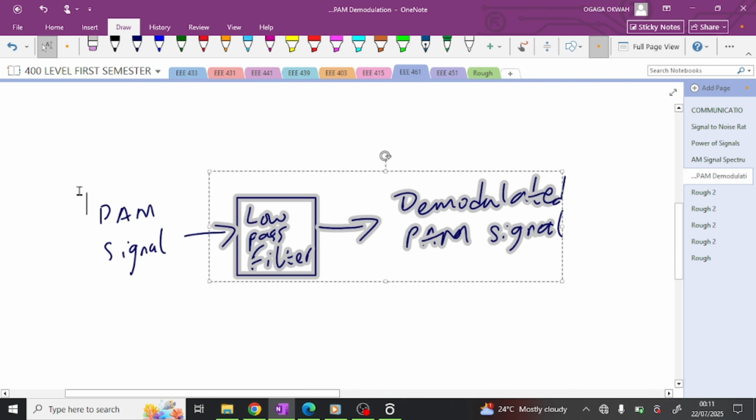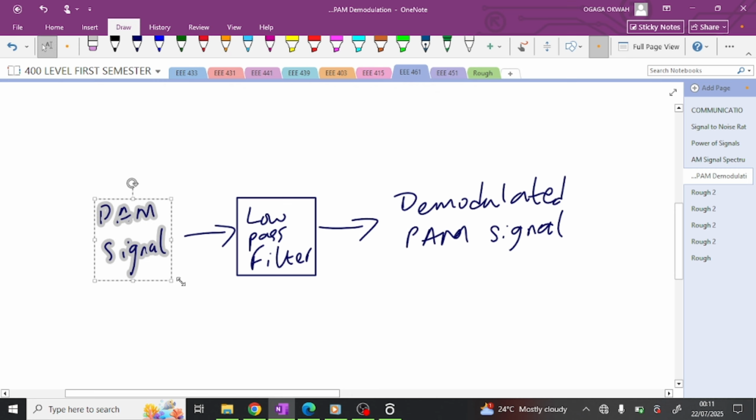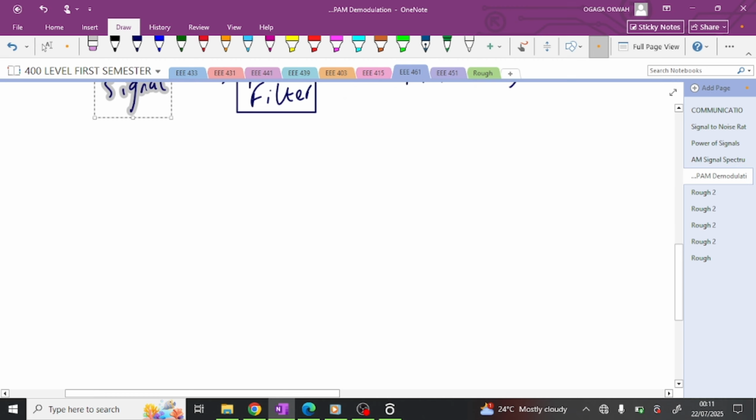So this is a signal which has been modulated. So it contains both high and low frequency. That is, it contains the carrier signal, high frequency, and then the low frequency, which is our message signal. So when we pass this through the low pass filter, only the low frequencies will pass through. So what we'll get out of it is the demodulated PM signal.